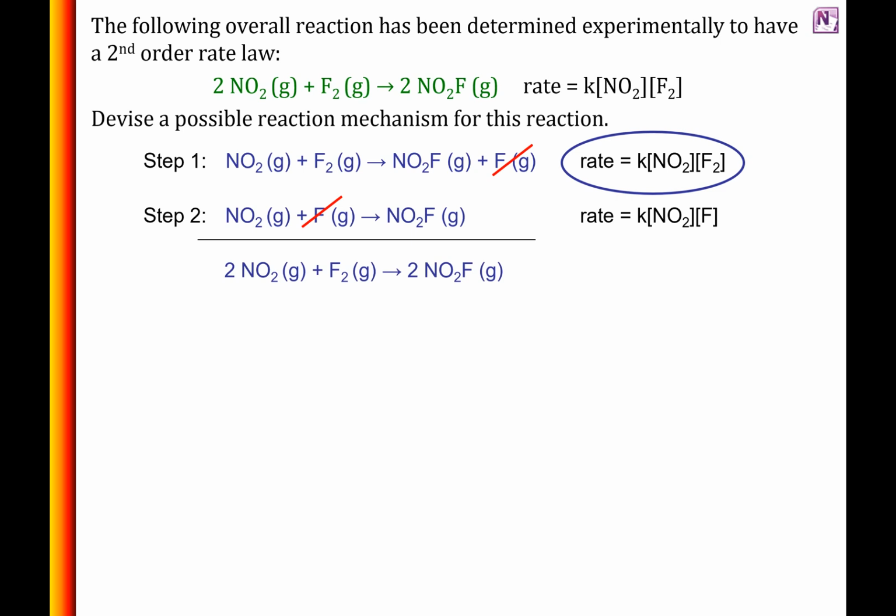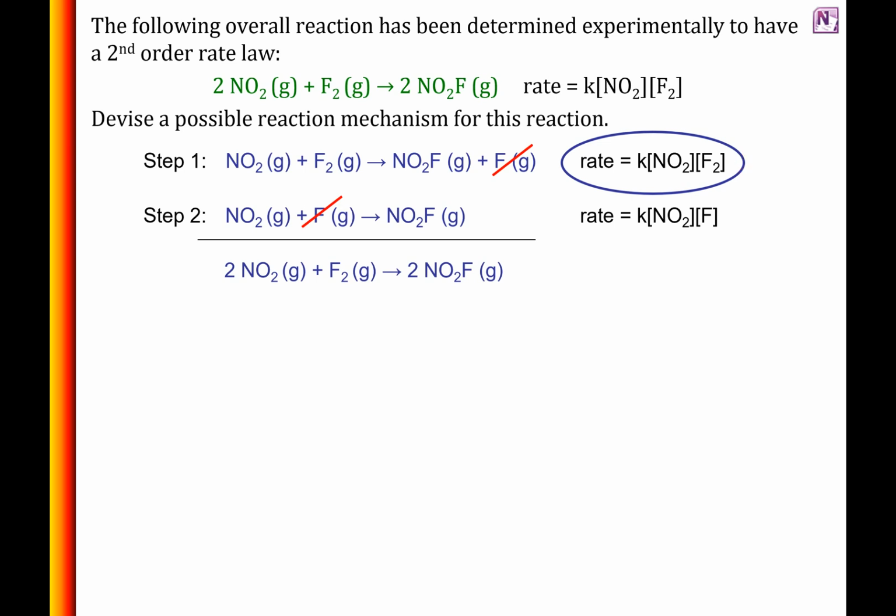And so we can see that if we total these, fluorine by itself would be a reaction intermediate. If we total these up, we end up with 2NO2 plus F2 gives us 2NO2F, which would have a different rate law than what we were given. But if we know that one of these must be the rate determining step, and we see that the rate here is equal to the rate we're looking for, that must be the slow step.